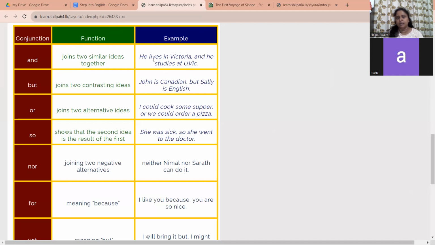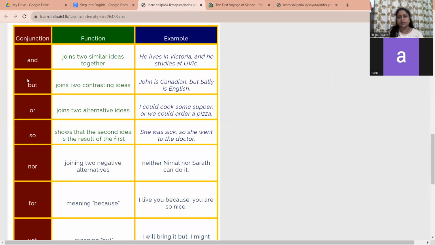So when you see these two sentences, he lives in Victoria, one sentence, he studies at UVic, another sentence, you just join these two sentences together with the coordinating conjunction and. So he lives in Victoria and studies at UVic.